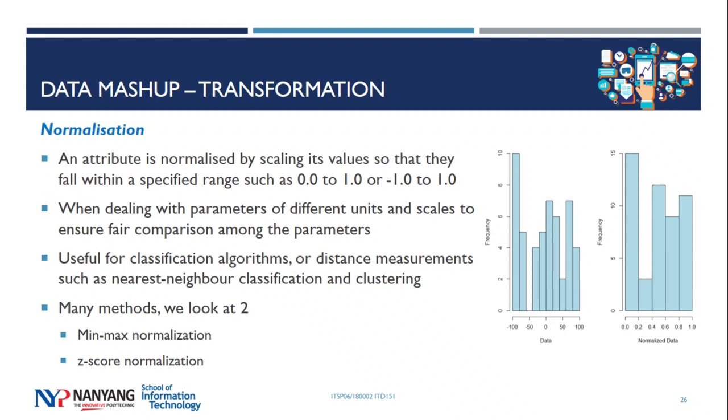So normalization is a very important step when dealing with parameters of different units and scales. When we normalize data, we convert the data to a range of 0 to 1 or -1 to 1. There are two common normalization methods. One is min-max normalization. The other one is z-score normalization. And we have further examples to illustrate them.